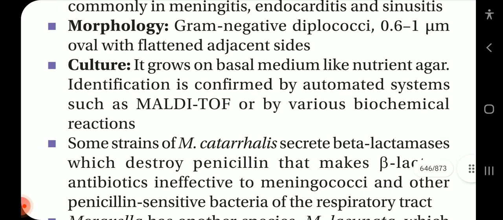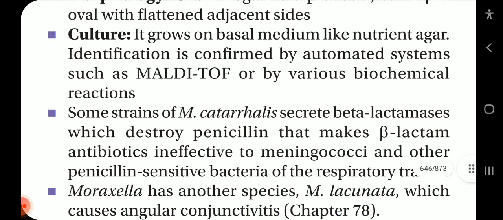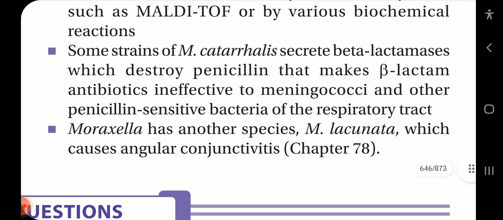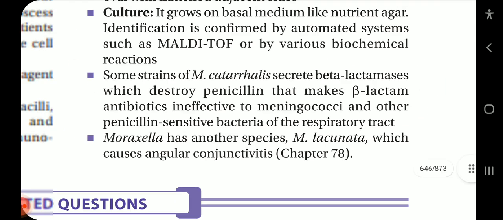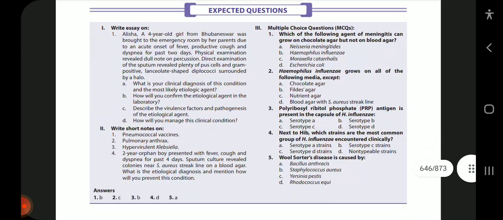Morphology: gram-negative diplococci, 0.6 to 1 micrometer, with oval, flattened adjacent sides. Culture: grows on basal medium like nutrient agar. Identification is confirmed by automated systems such as MALDI-TOF or by various biochemical reactions. Some strains of M. catarrhalis secrete beta-lactamase which destroys penicillin, making beta-lactam antibiotics ineffective against the meningococci and other penicillin-sensitive bacteria of the respiratory tract. Moraxella has other species, M. lacunata, which causes angular conjunctivitis. So this completes the chapter.